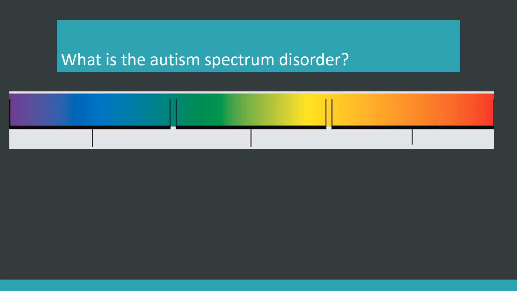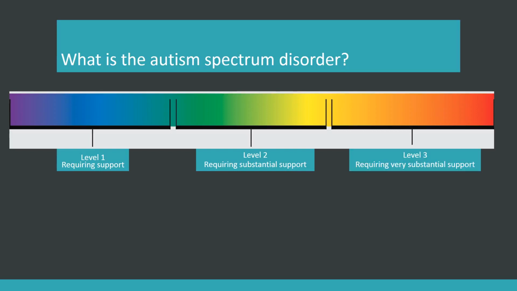There are three severity levels of the autism spectrum disorder. Level 1, requiring support. Level 2, requiring substantial support. And Level 3, requiring very substantial support. These levels are correlated with the two symptoms of autism: the severity of a person's social communication abilities and the severity of the person's restrictive repetitive behavior.